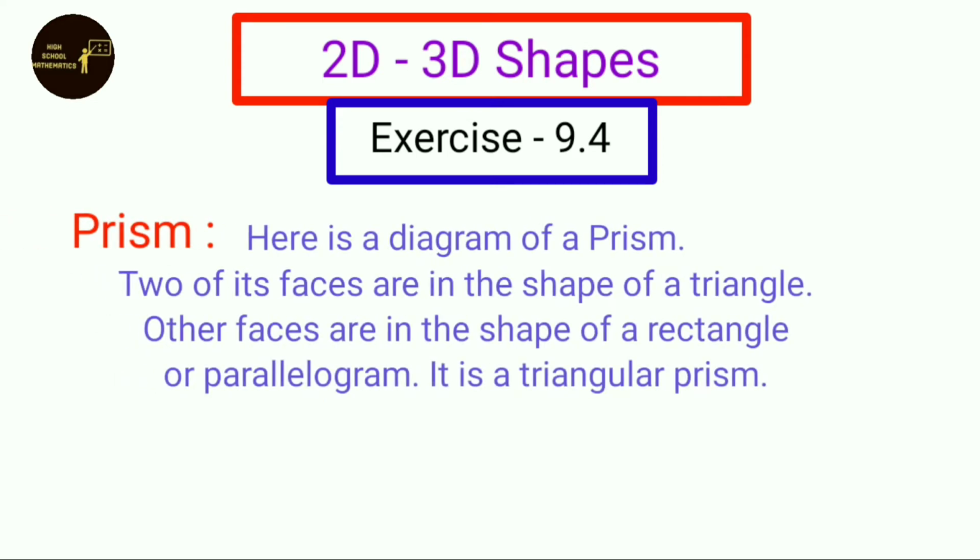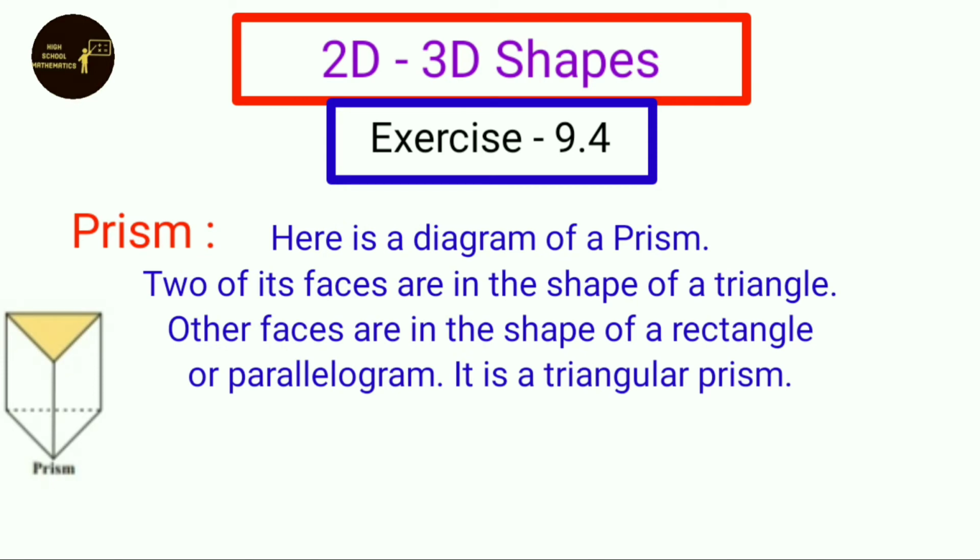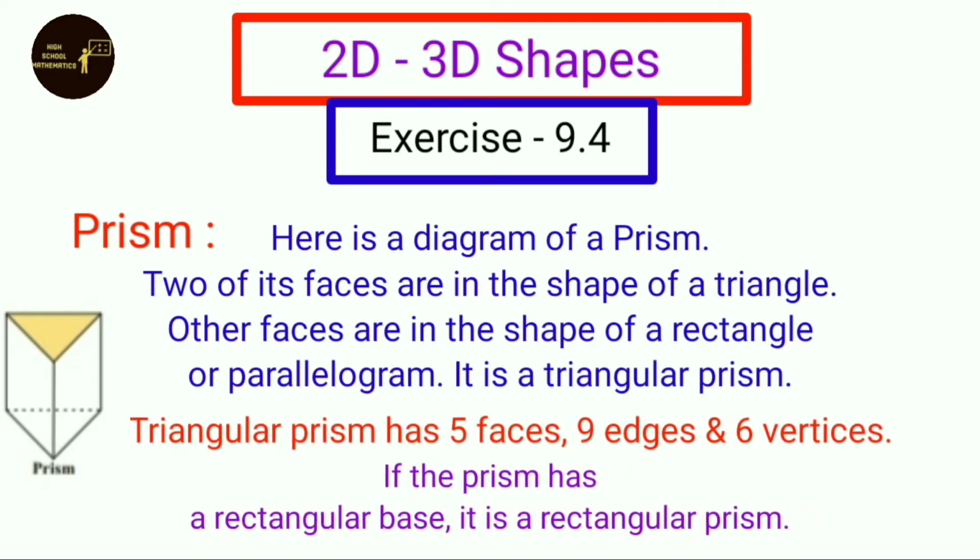See now what is a prism. Here is a diagram of a prism. 2 of its faces are in the shape of a triangle. Other faces are in the shape of a rectangle or parallelogram. It is a triangular prism. A triangular prism has 5 faces, 9 edges and 6 vertices. If the prism has a rectangular base, it is a rectangular prism.